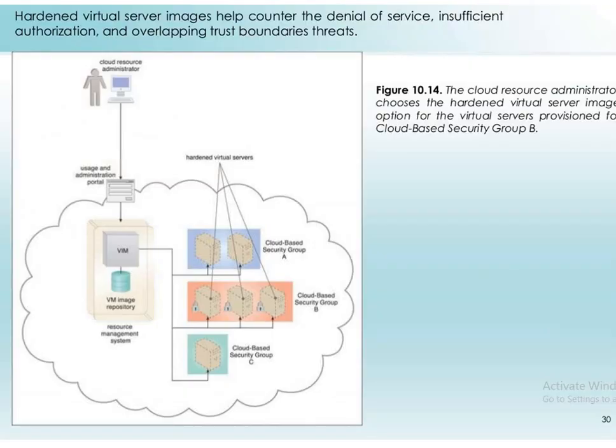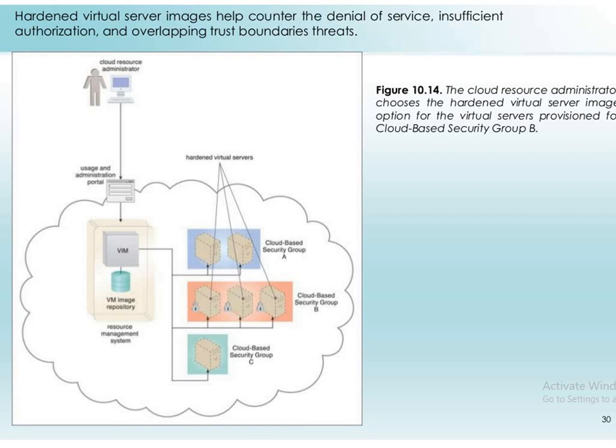Hardened virtual server images help counter the denial of service, insufficient authorization, and overlapping trust boundaries attacks. So this is how useful it is: it helps counter the denial of service attack, the insufficient authorization attack and overlapping trust boundaries, because so many cloud consumers are sharing their trust boundaries with the cloud service providers and with other peers. All these problems are overcome with a hardened virtual server image. So it helps in counteracting all these attacks.